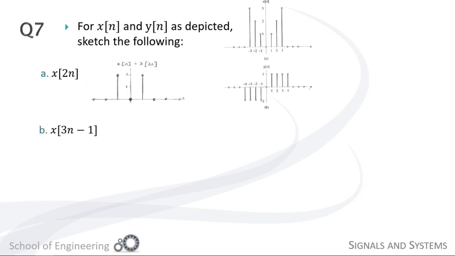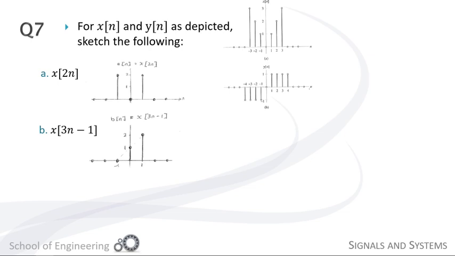x[3n minus 1] is the next one. So if you think about it, from what we learned before, same things apply. Minus 1 means it shifts across by 1. And then we take every third sample. So in other words, I will actually get the minus 1 sample, the 2 sample, and then I'll get minus 4 there. So it's going to look like that. All right? I'll shift it by 1 and then take every third sample. All the other ones will disappear. Does that make sense? So this is the thing to note.